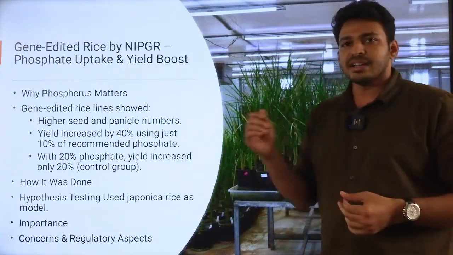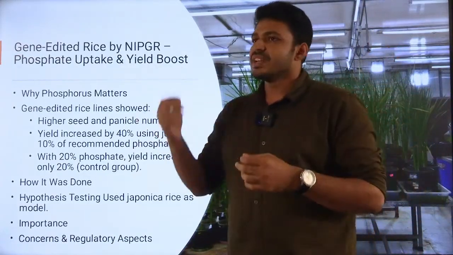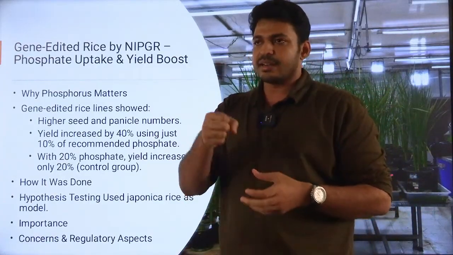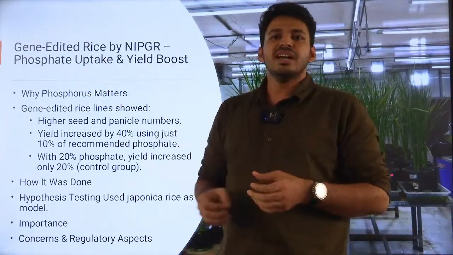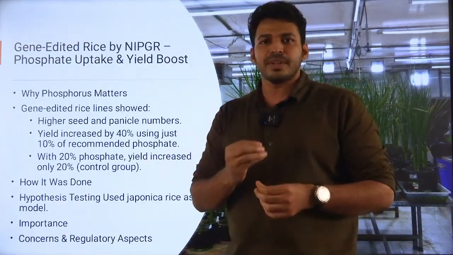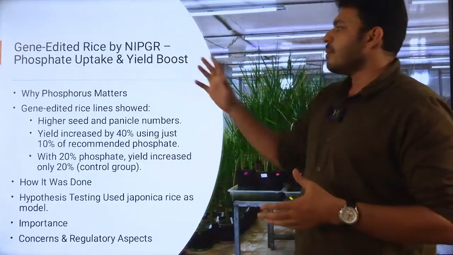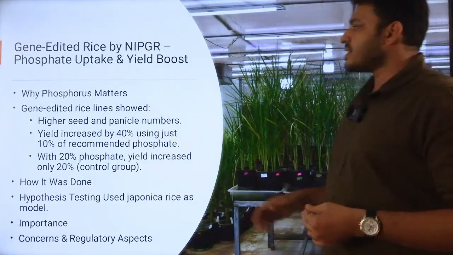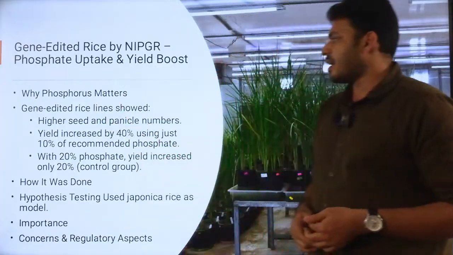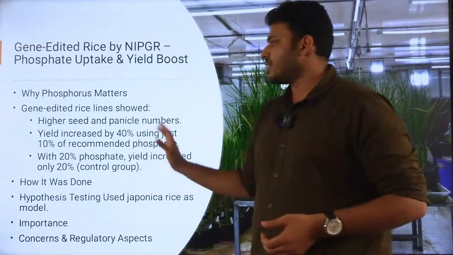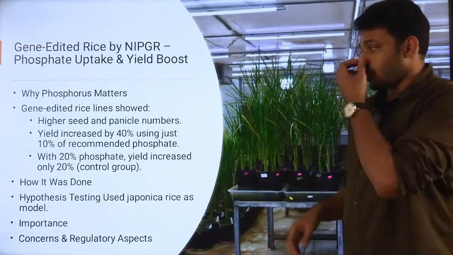And what was edited? The gene which transfers phosphorus from root to shoot has a suppressor gene, and that suppressor gene was edited, so now more and more phosphorus can be transferred to the plant shoot. The gene-edited rice line shows higher seed and panicle number, with yield increased by 40% using 10% of the recommended phosphorus.